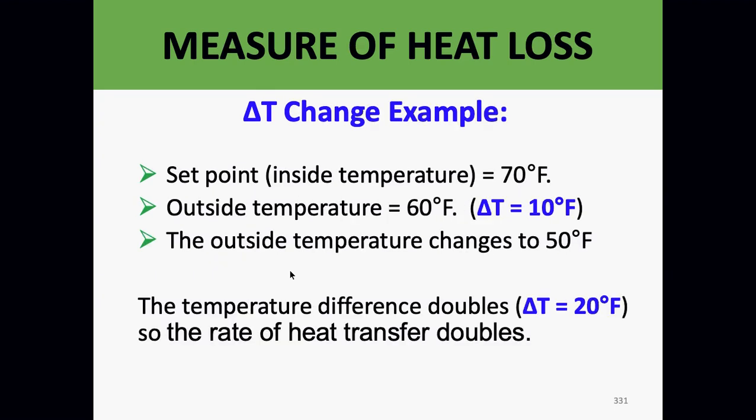Okay, this is an example of this. Our set point, which is our thermostat set point, indoor temperature 70 degrees, outside temperature 60 degrees. Delta T is 10 degrees. If the outside temperature changes to 50 degrees, my delta T now doubles. It's 20 degrees, and the rate of heat transfer will double. Okay, this is why insulation is so important.